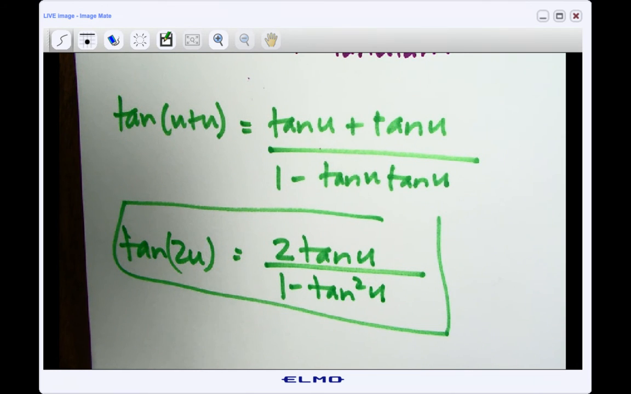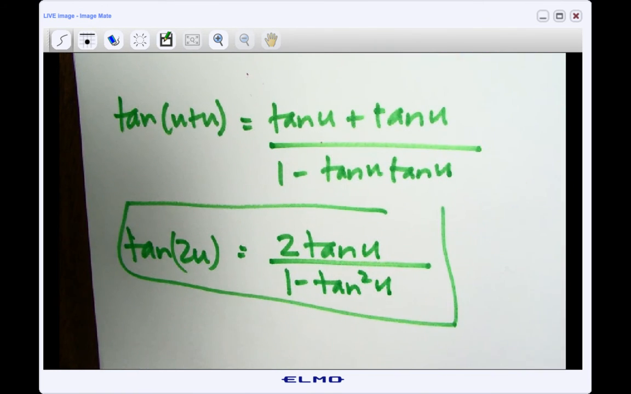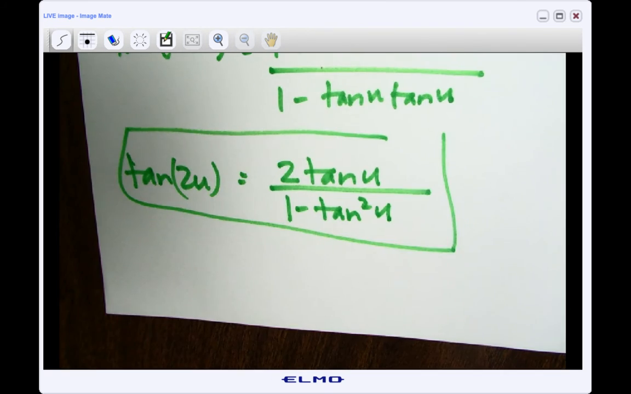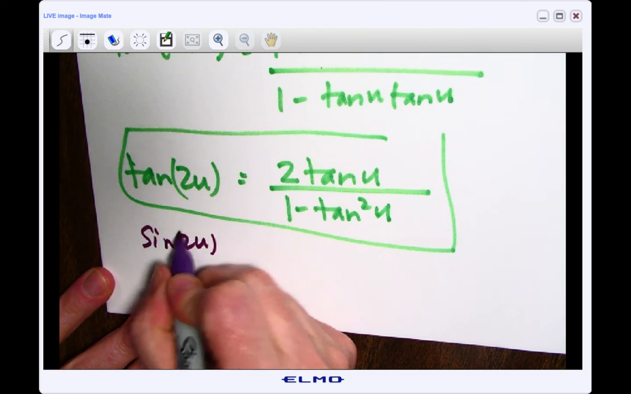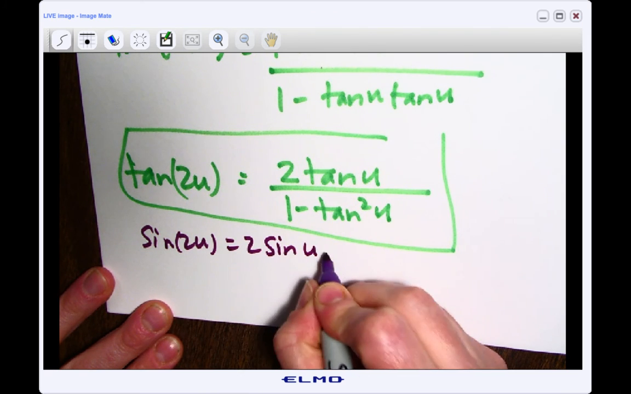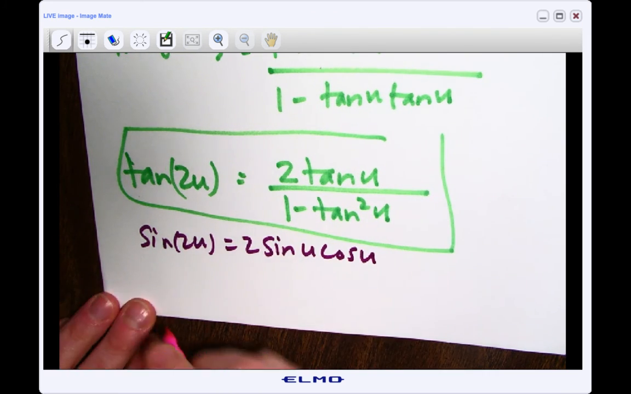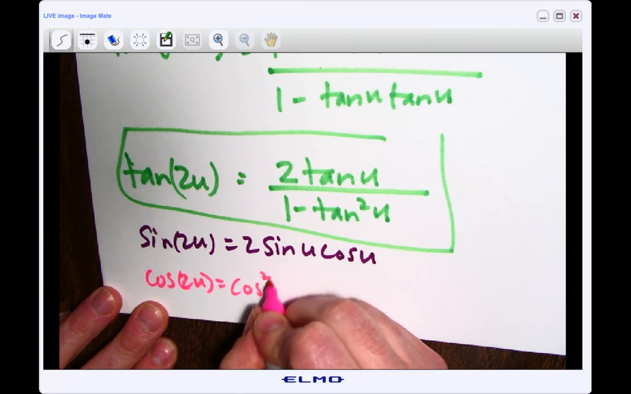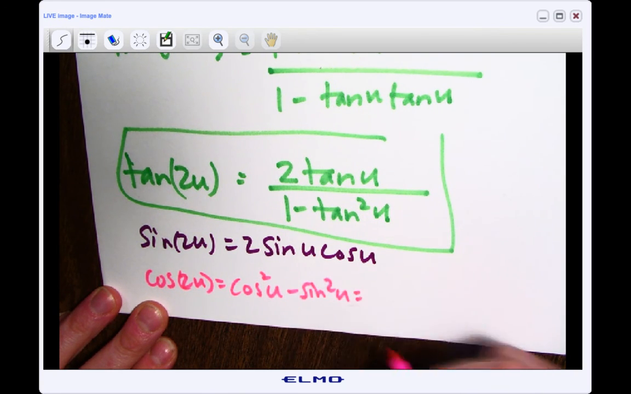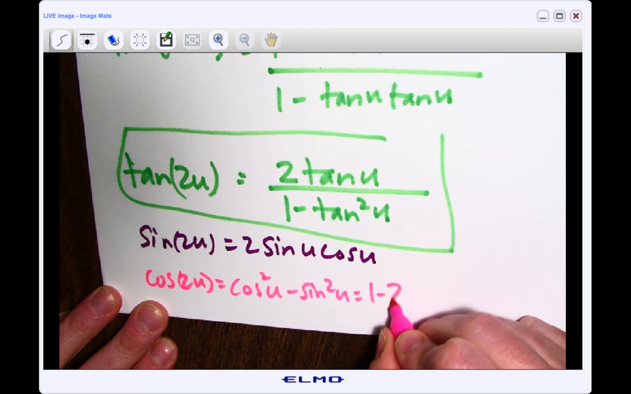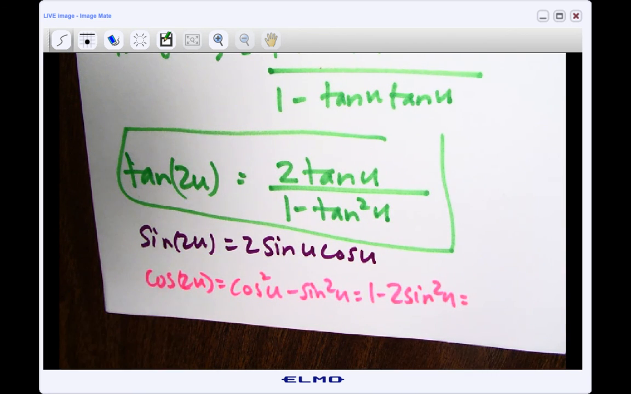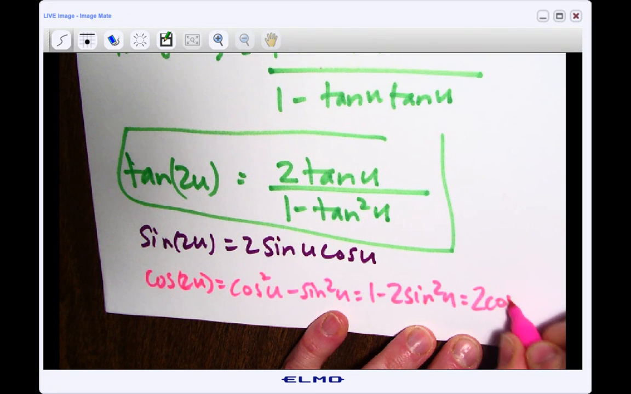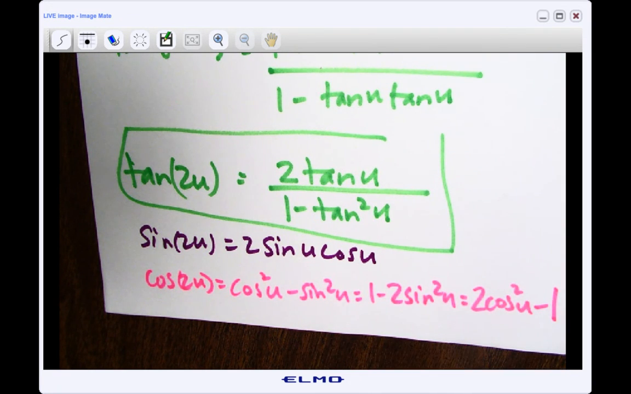So once again, just to recap: my sine 2u is 2 sine u cosine u. And cosine 2u we wrote a couple of different ways. It was cosine squared u minus sine squared u, which we said is the same thing as 1 minus 2 sine squared u, and we said that's also the same thing as 2 cosine squared u minus 1. So those are my double angle formulas for sine, cosine, and tangent.